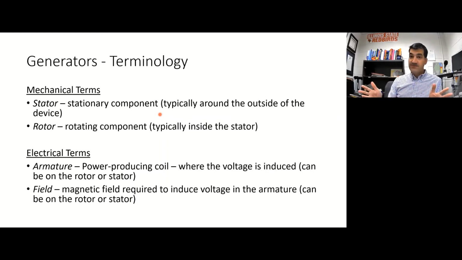But there are lots of different variations. There are lots of different ways to do this. All you really have to have is a conductor, a magnetic field, and relative motion between those. So you could put the armature on the rotor or on the stator, and you could put the magnetic field on the rotor or the stator. And I'll show you some examples of that in just a little bit. And there actually are some advantages to doing that, and we'll talk more about that in just a little bit.